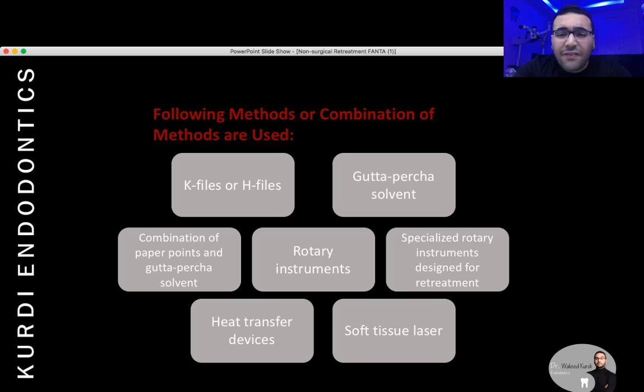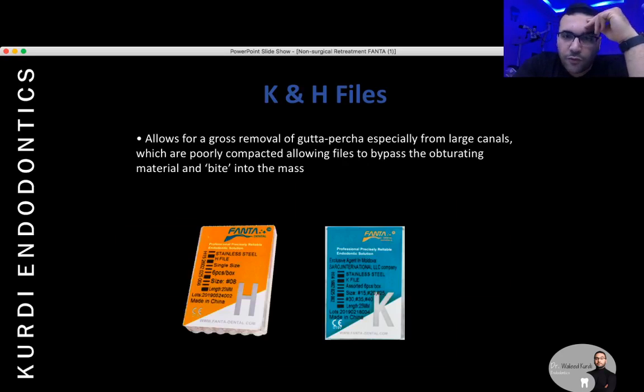We have a lot of methods or combinations of methods to remove the gutta-percha, like I said: K file, H file, gutta-percha solvent, rotary files, or even a heat transfer device. You can use the pen to remove a little part of the gutta-percha in the coronal part of the tooth, and soft tissue laser nowadays and the rotary instruments are very easy and quick ways to remove the gutta-percha. Here is the K file and H files, and by the way, Fanta has good H files you can use to remove the apical part of the gutta-percha inside the canal.